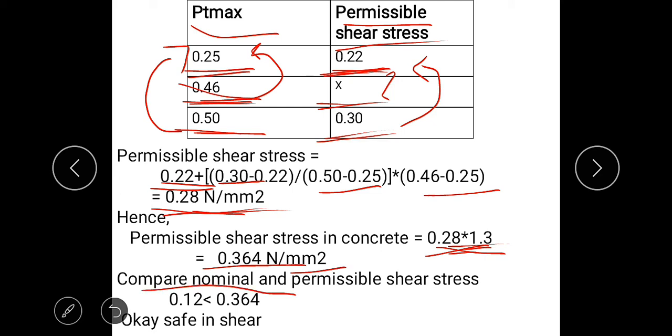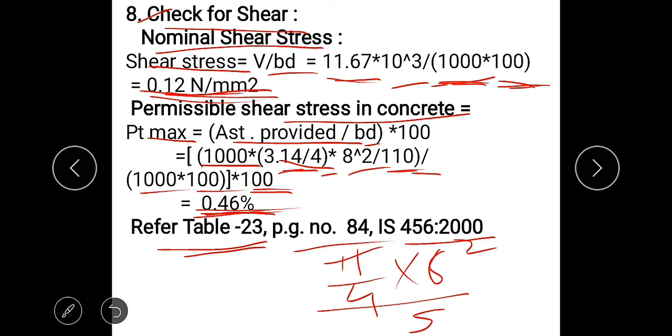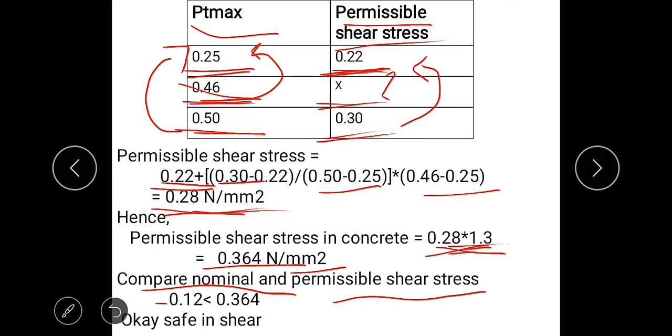So compare the provided and permissible shear stresses. The nominal shear stress we took is 0.12, and here the permissible is 0.364. So it is safe in shear.